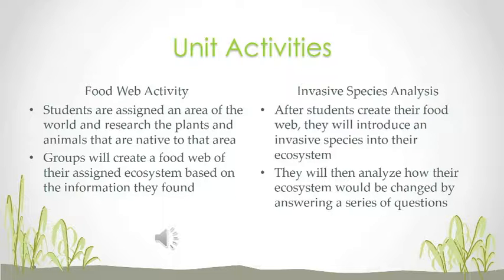identified during its research. Next, the students will introduce an invasive species into their ecosystem and describe how this event would alter the ecosystem by answering a series of questions. Some examples of things they will consider during this analysis are: what living things would be directly and indirectly affected, how the abiotic resources in the ecosystem may be affected, and is the ecosystem affected positively or negatively.